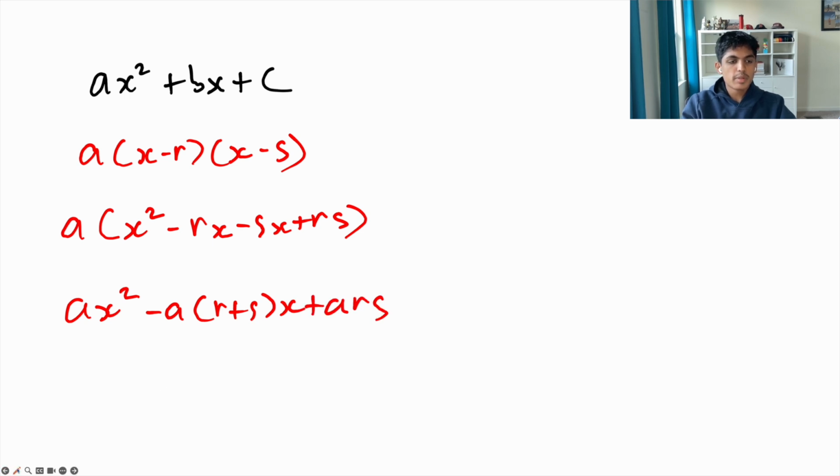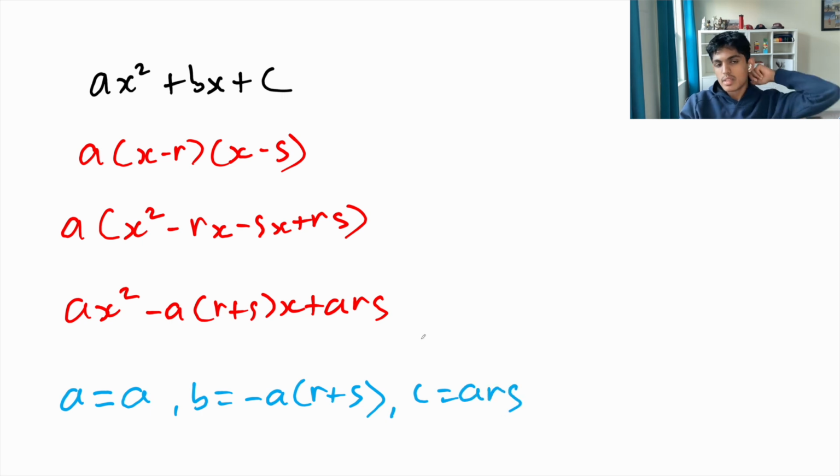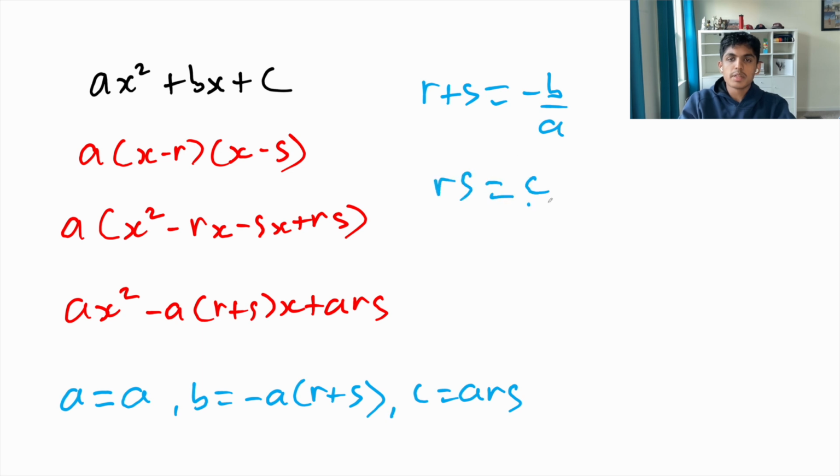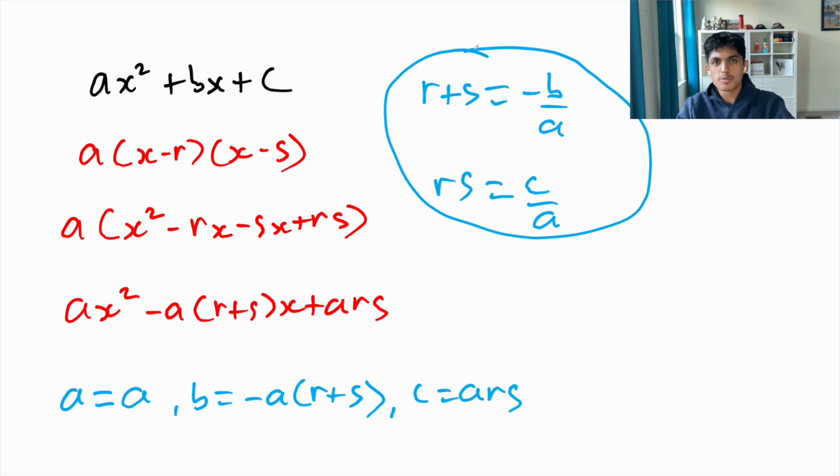So relating this to what we have in black, we can see that the a term corresponds to a, b corresponds to minus a times (r plus s), and c corresponds to a times rs. So solving for r plus s and rs, respectively, the sum and the product of the roots, we get r plus s equals negative b over a, and rs is equal to c over a. So this is basically the short form of Vieta's formulas for a quadratic.